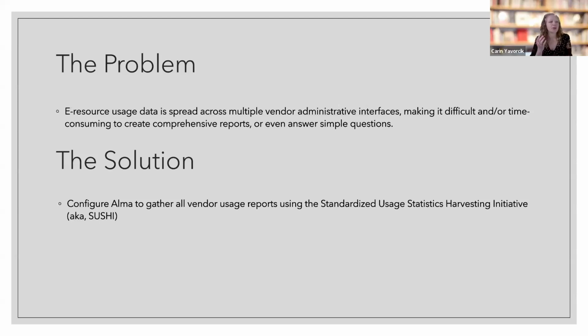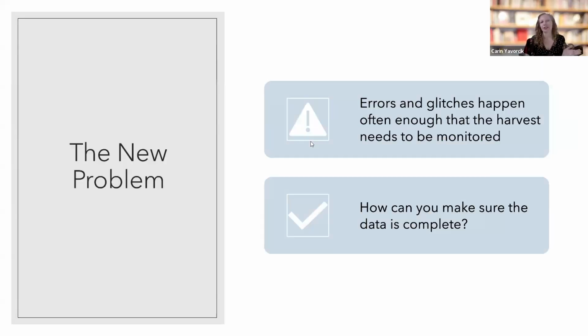So this has actually been working really well for us. We're able to get the data that we need much more quickly and easily, although I will definitely admit that it was a time-consuming process to set up. But now that we've got it, it's been working pretty well. However, it does create a new problem, which is that there are enough errors and glitches that the harvest needs to be monitored pretty regularly. So how can we make sure that the data we're looking at is complete?